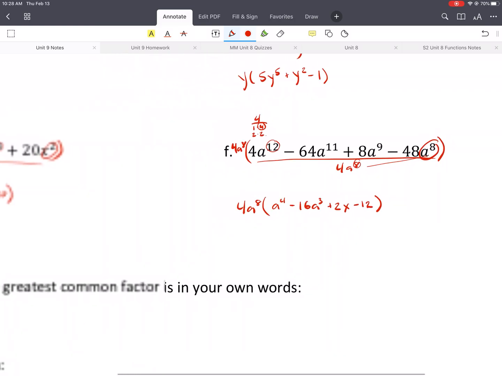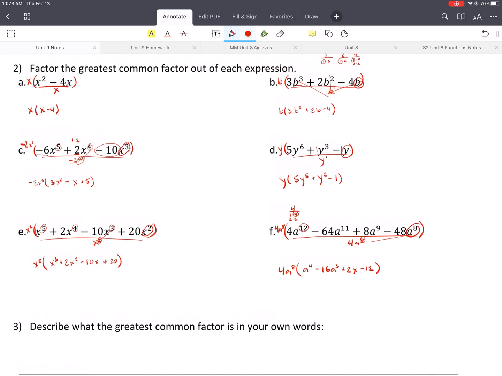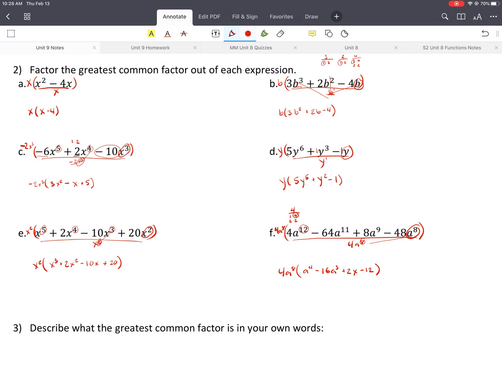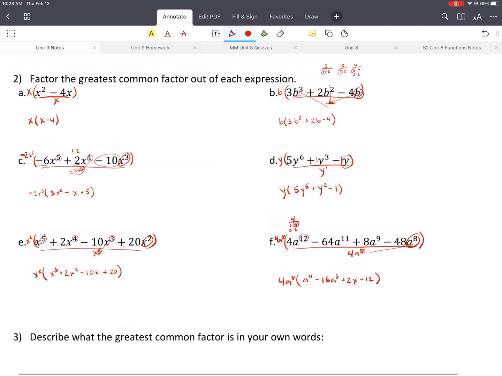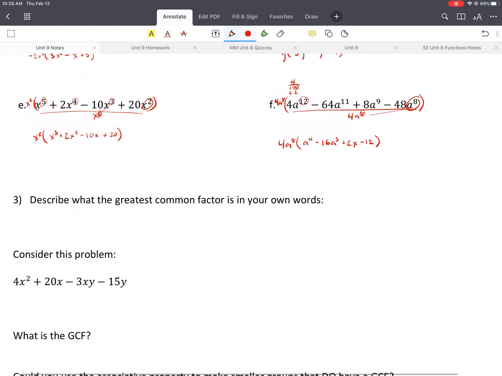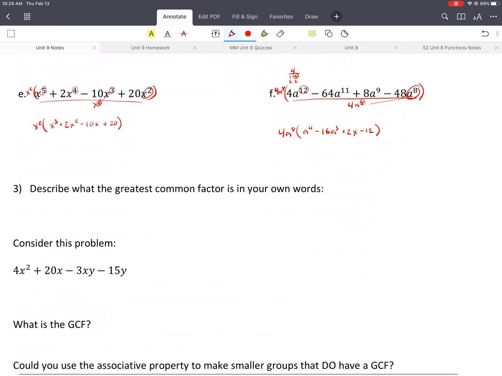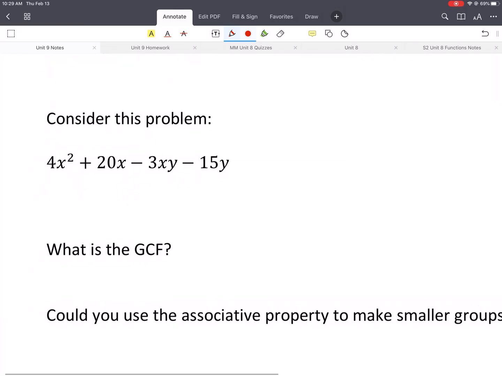Okay, so if you have any questions about factoring out the greatest common factor, it's going to be important still on this unit. So you'll still be doing greatest common factors on many of the problems that we'll do. Okay, so describe what the greatest common factor is in your own words. It could be something like, the greatest common factor is the number that can divide every single term evenly. And it includes leading negatives, so don't forget leading negatives. I don't think any of these had leading negatives.